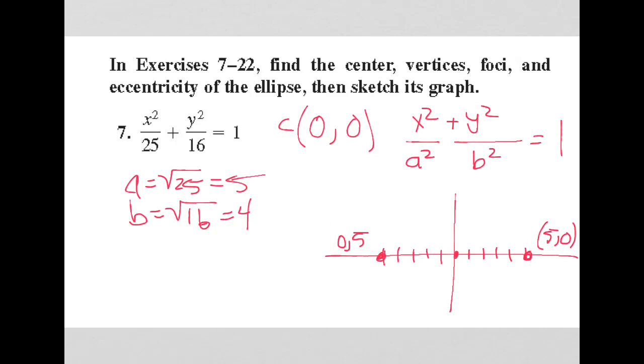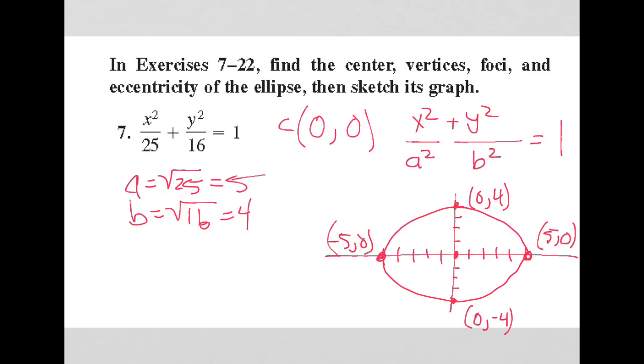That is so not how that works. My bad. (-5, 0) right there. And then I would go 1, 2, 3, 4, 1, 2, 3, 4, and label the coordinates of those co-vertices. So now (0, -4) and (0, 4). And I can sketch in that ellipse to the best of my ability. It's going to look something like that.